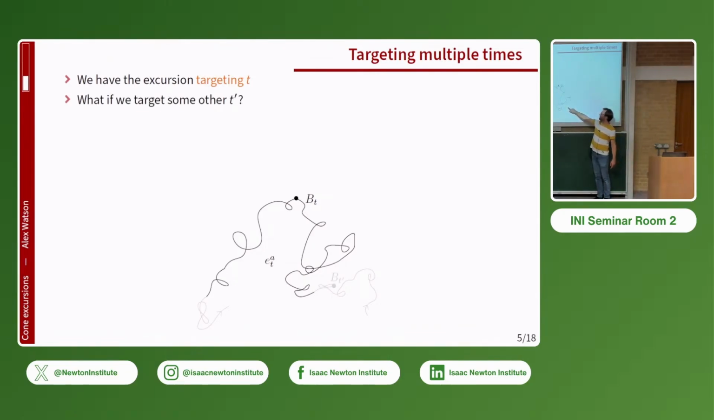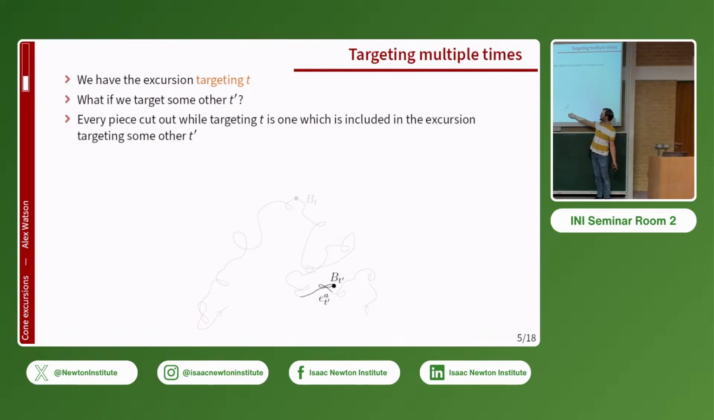Here's t prime. Okay, so t prime isn't included in this excursion because it got cut out. It was in one of these other things that I cut earlier on. So obviously, this is not the right excursion if I want to target t prime. Instead, if I wanted to target t prime, I might end up with something like this. And now the t got cut out instead.